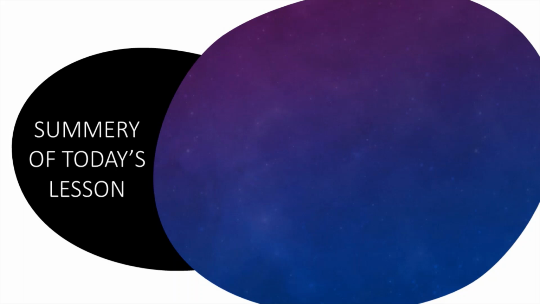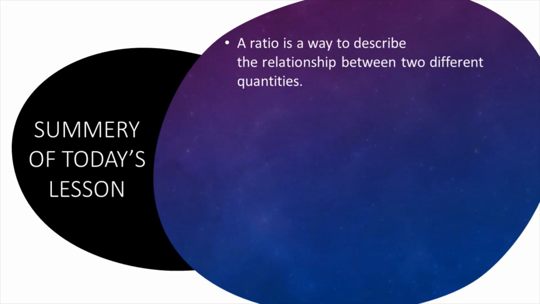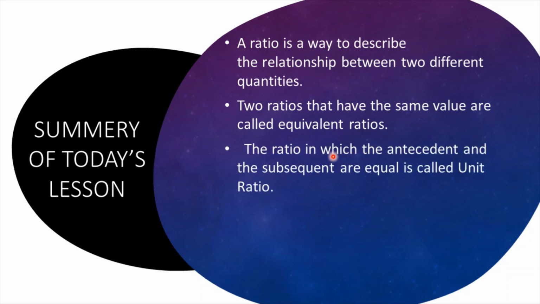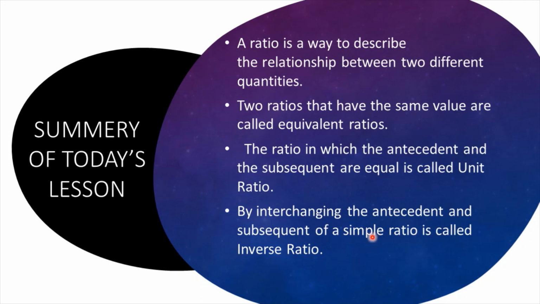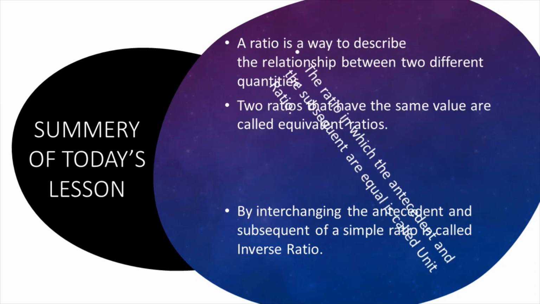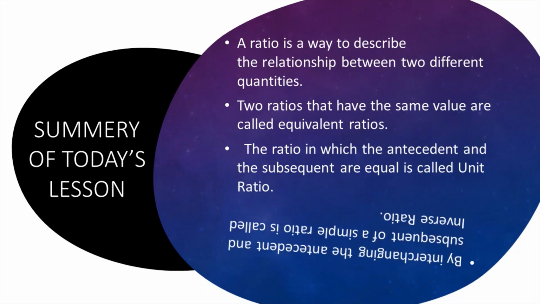Now the summary of today's lesson. Again, I'm just discussing some points in a short period of time. A ratio is a way to describe the relationship between two different quantities. Two ratios that have the same value are called equivalent ratios. The ratio in which the antecedent and the subsequent are equal is called a unit ratio. Interchanging the antecedent and subsequent of a simple ratio gives the inverse ratio. So my dear students, this is the summary of today's lesson.